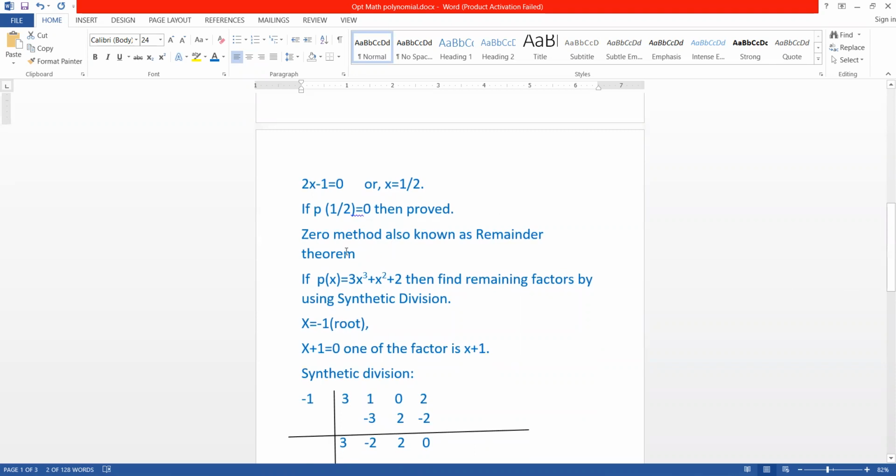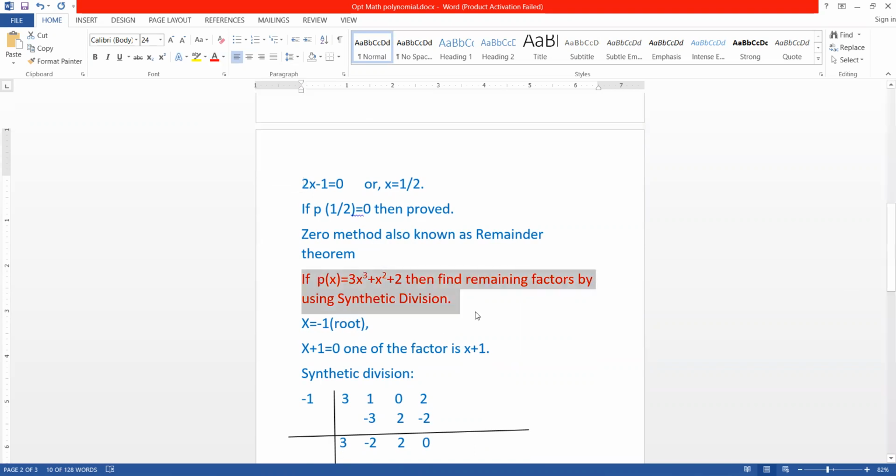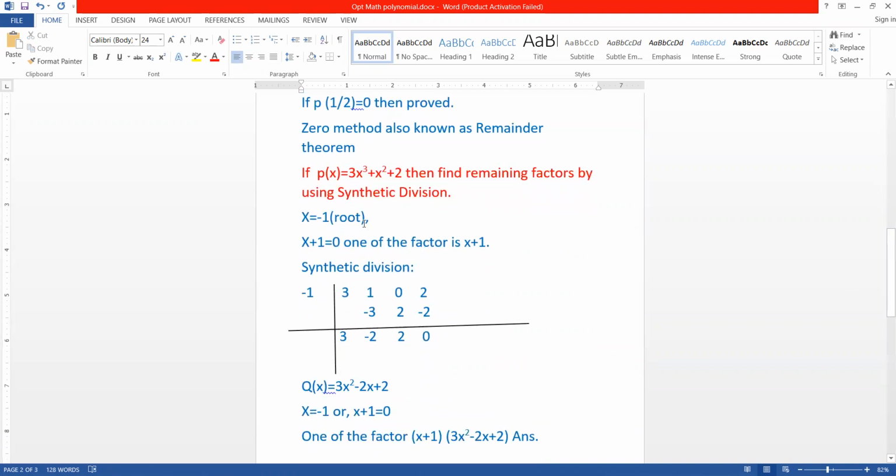So the zero method is also known as the remainder theorem. Now, let's go on to the remainder theorem and synthetic division. Let me highlight this new topic in red so that it will be distinguished. If x equals minus 1 is a root, then definitely x plus 1 equals 0 is the condition that we get, and we have to know that x plus 1 is one of the factors. So when x equals minus 1, we keep the root here.